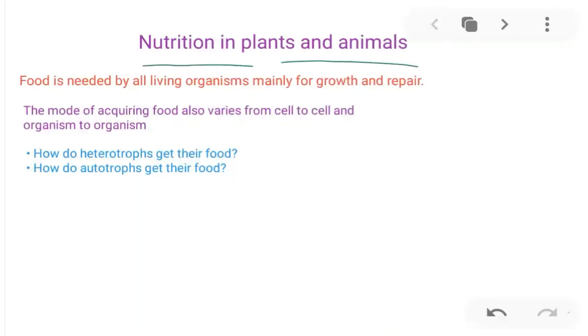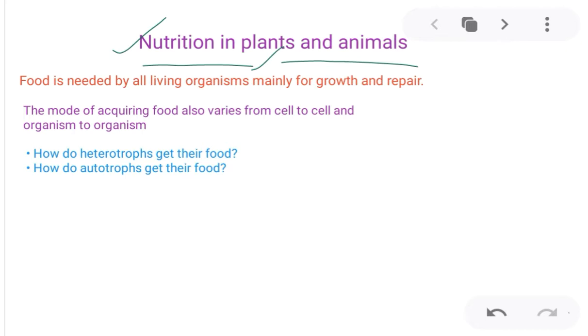Students, so today's topic is on nutrition in plants and animals. Plants and animals both come under living organisms, right? Plants and animals both are living organisms. As both are living organisms, definitely they need food. So why is food needed for every living being?